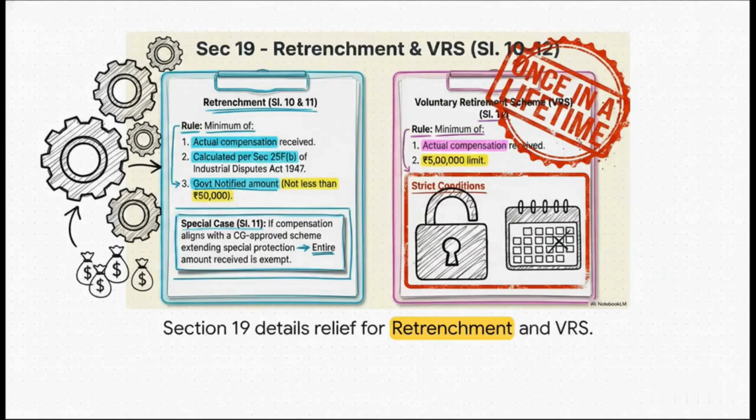Finally, Section 19 also details relief for retrenchment and voluntary retirement schemes, commonly known as VRS. Now, retrenchment relief relies on calculations per the Industrial Disputes Act, but pay close attention to VRS. This is a strict, once-in-a-lifetime exemption capped at 500,000 rupees. It requires strict adherence to economic viability criteria, and here's the catch. If you claim this deduction in one tax year, you cannot claim it in any other tax year, period.